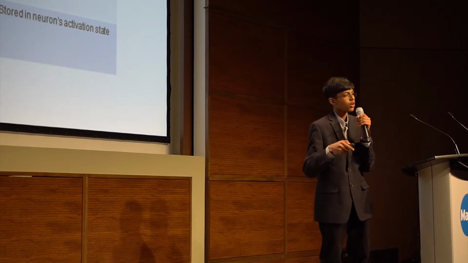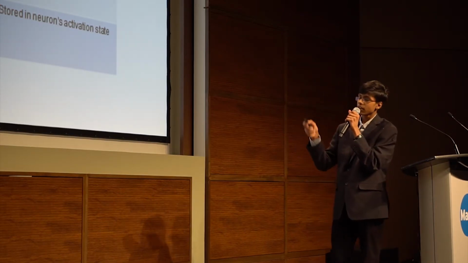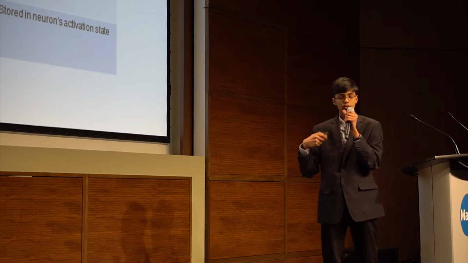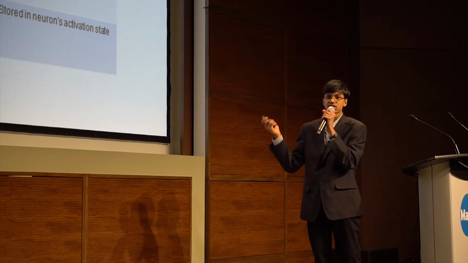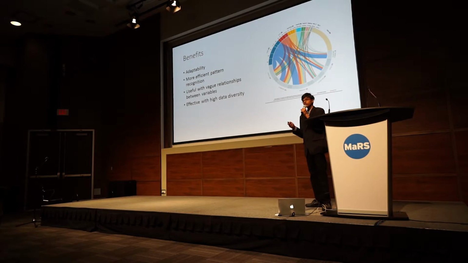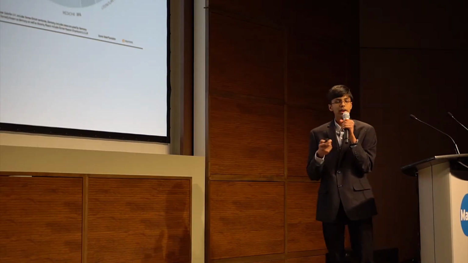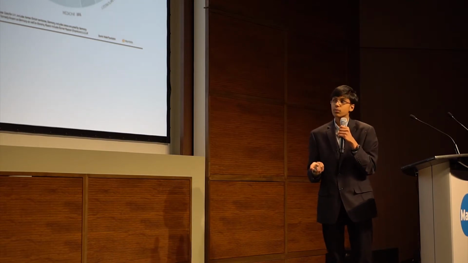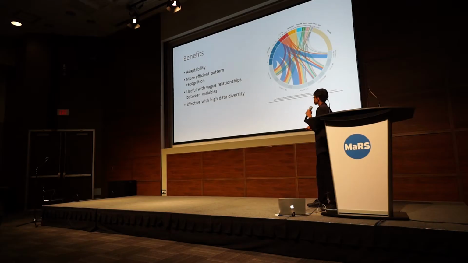Another big one that people often don't consider is data management. Usually you need to allocate specific memory for storing data before you run processes. Instead, the data is stored in the neuron's activation state. So who cares about these benefits, you might ask? First, this makes it much more adaptable depending on the type of input. Second, you have more efficient pattern recognition. It's also useful with vague relationships, which are really hard to code normally, and it's very effective with high data diversity, when you're given tons and tons of variables.